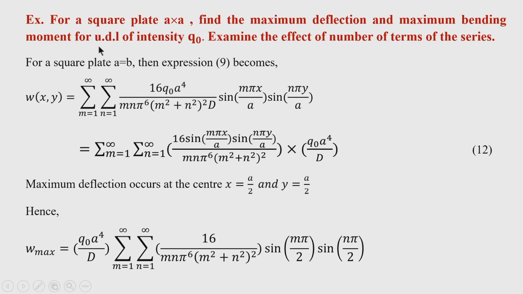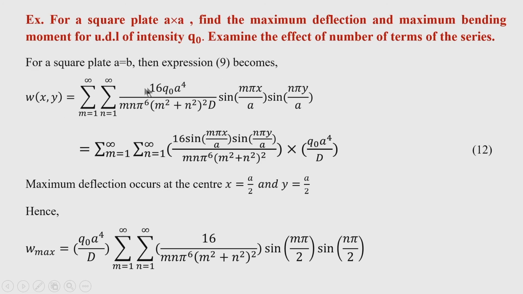Now, let us see an example. We take a square plate of dimension a across a, and we have to find the maximum deflection and maximum bending moment for UDL. Okay. So, we take the Navier series, for which we have already obtained the solution, and here we take a equal to b. The purpose of this problem is to find the deflection as well as the effect of the number of terms in the series, because we are using a series. So, we have to see how it converges.